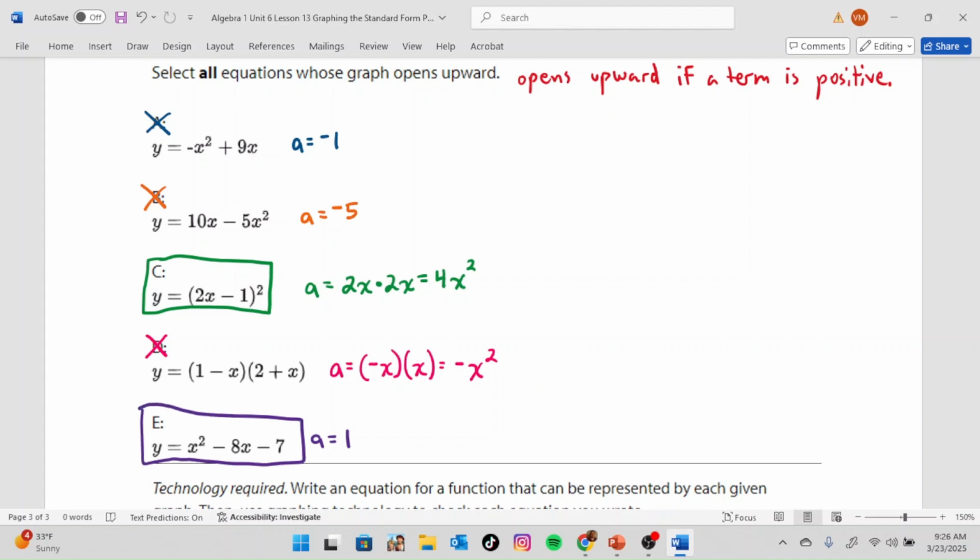So the main thing to know on this one is that it opens upward if your A term is positive. If it's already written in standard form, you're just looking for the number in front of your x squared. If it's written in factored form, you need to multiply your x terms together to create your x squared term, and then see if the number in front of the x squared is positive or negative.